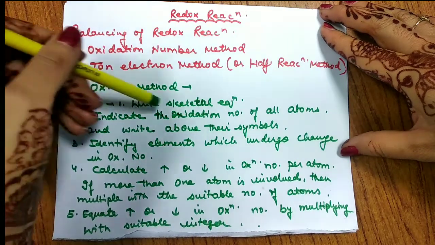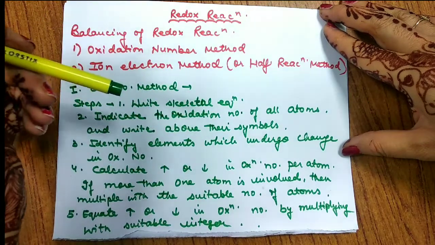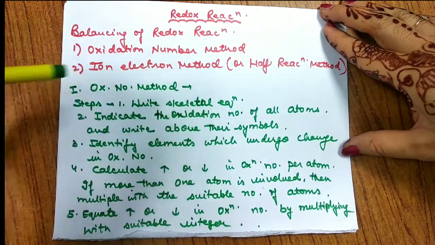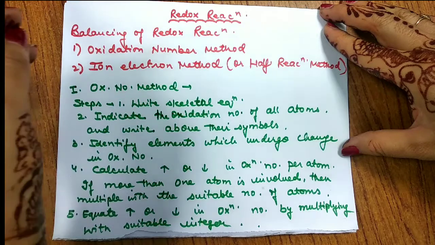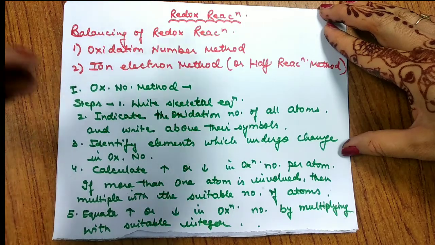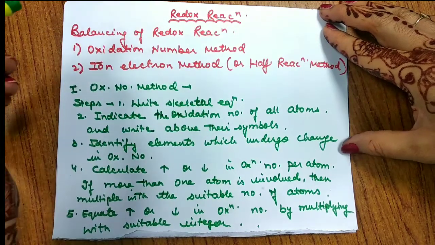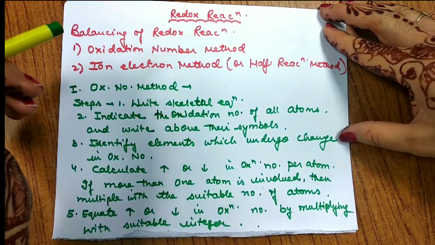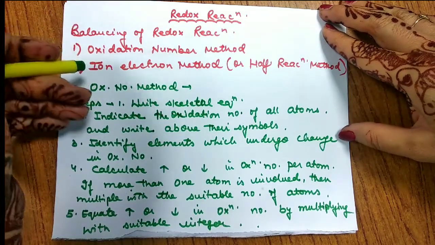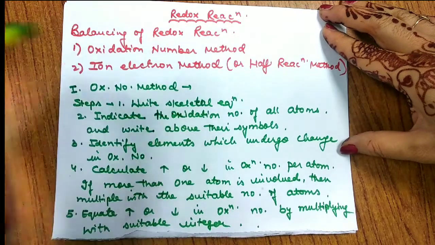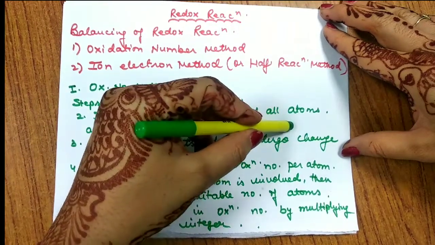First step says write the skeletal equation. Skeletal equation means the raw, unbalanced equation that is just given to you to balance. Sometimes the chemical equation is not given in terms of symbols, so you need to convert it into symbols and then write it. Like the equation may be given as zinc reacts with copper sulfate to form zinc sulfate and copper. First of all you need to convert them into symbols and then write the skeletal equation.